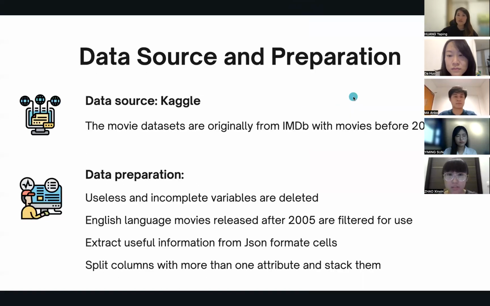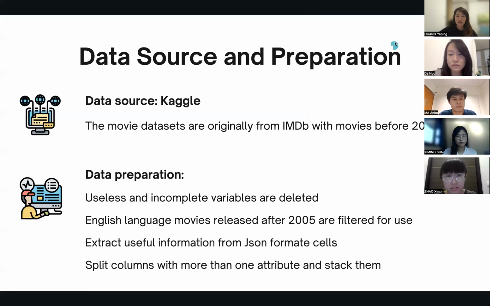For this project, we used a movie dataset downloaded from Kaggle. The movie dataset is originally from IMDb. It contains 45,000 movies released before 2020. We have performed data cleaning and data preparation. We removed useless and incomplete variables. We also only kept English language movies released after 2005.